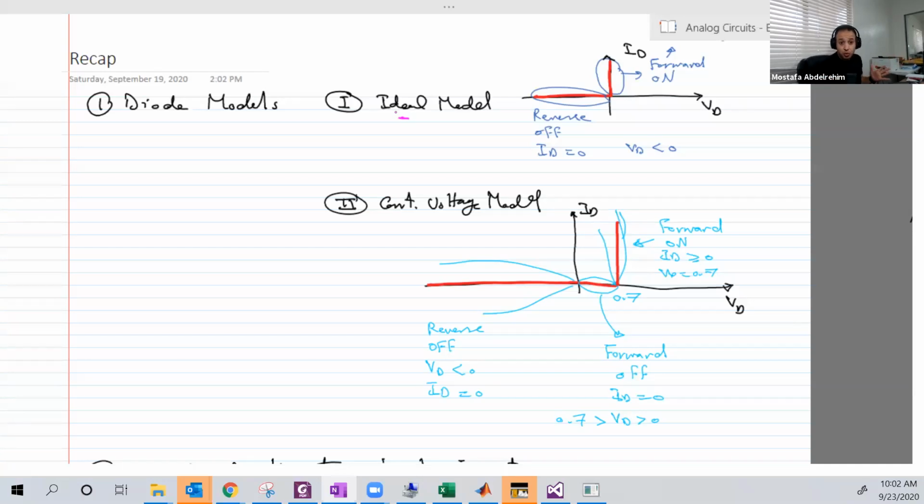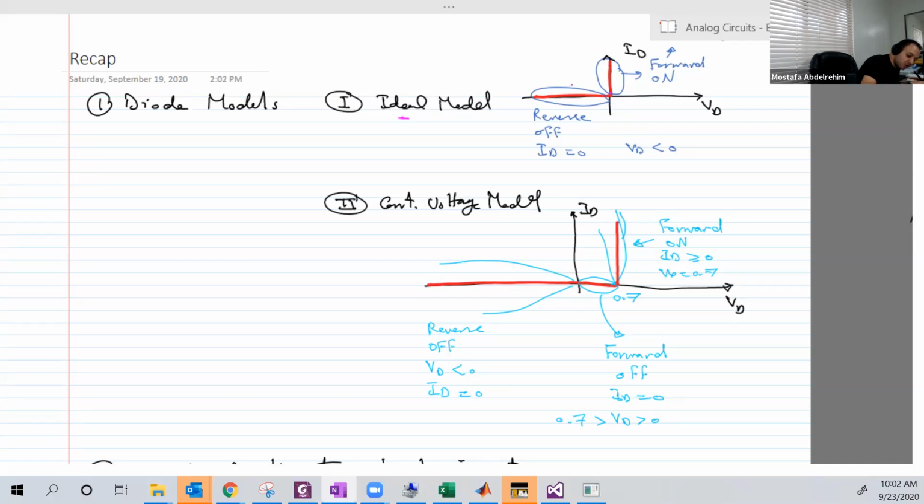Once the diode is forward, its voltage drop is zero, and the current can take any value from 0 up to infinity based on the circuit. If it's reverse, it's off, meaning that the current is always 0, the opposite. And the voltage can take any value from 0 to minus infinity because this is reverse. And again, the directions are very important.